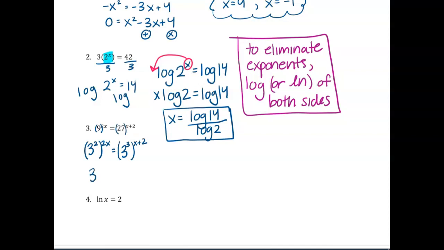So now I have 3 to the 2 times 2x, which is 4x, equals 3 to the 3 times x plus 2, which is 3x plus 6. My bases are both 3, so I can set these exponents equal to each other. So 4x must equal 3x plus 6. Subtract 3x from both sides, and we get x equals 6.